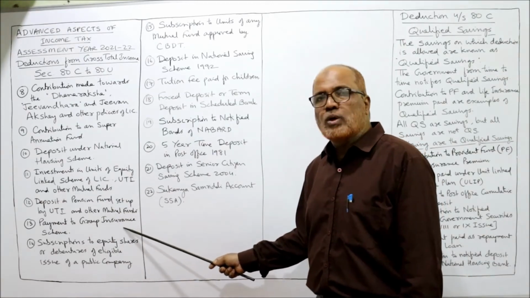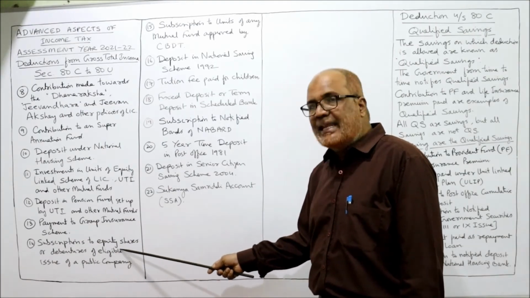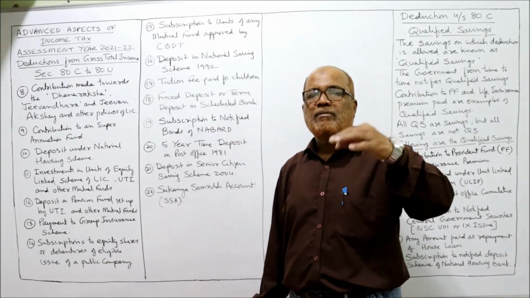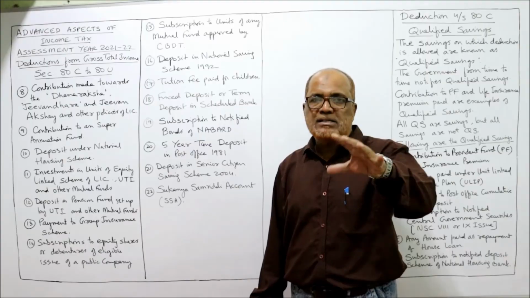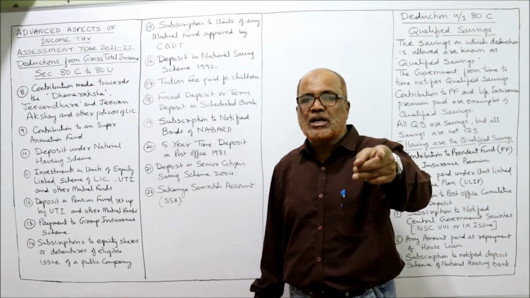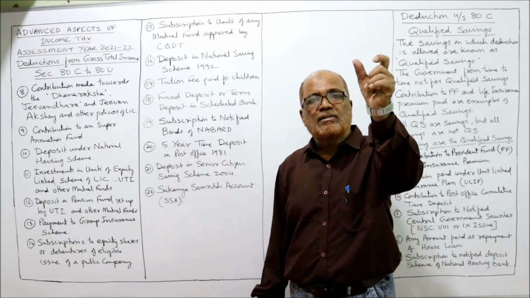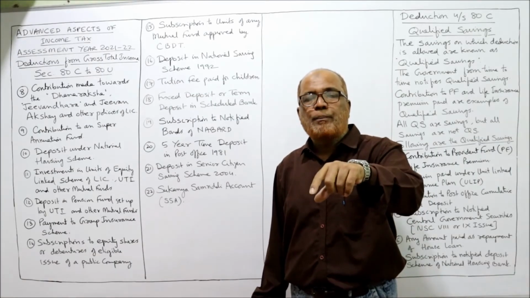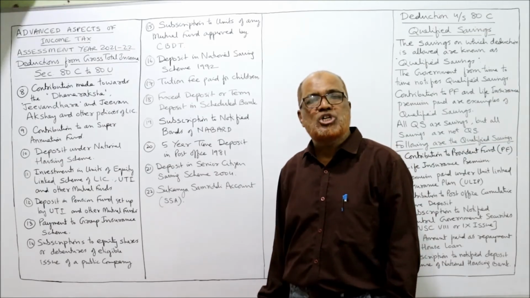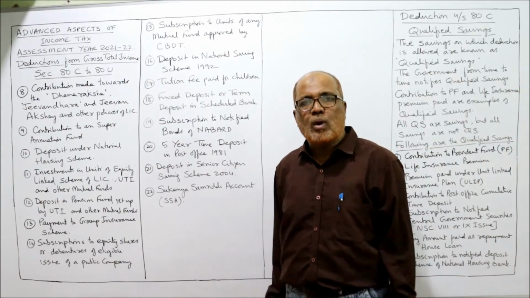Then payment to group insurance scheme. Then subscription to equity shares or debentures of eligible issue of public companies. The income tax department will notify that if the public subscribe to the shares and debentures of eligible companies, not every company. The Income Tax Act has given the list of companies. If an SSC invests the money or subscribes the shares and debentures of eligible public companies, that will also qualify.